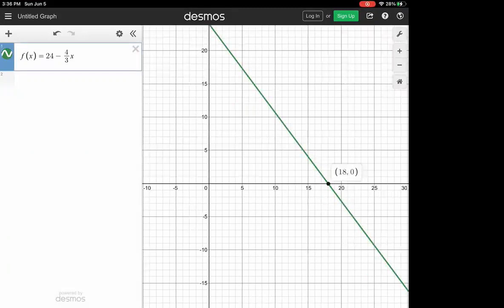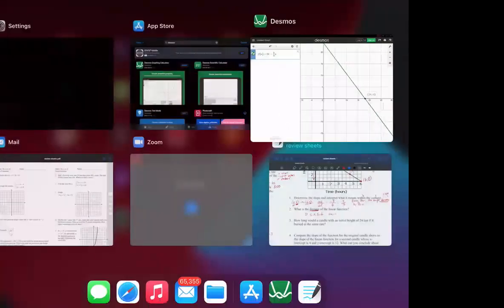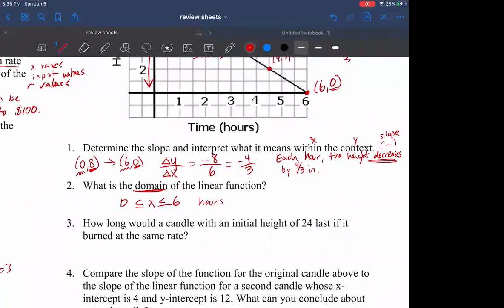Well, if it was initial height of 24, now it looks like it can burn instead of just to 6 hours, it can burn up to 18 hours. Okay, so how long would a candle with initial height of 24 last? It would last 18 hours, because looking at that new graph, if it starts at 24, then it burns out at 18.